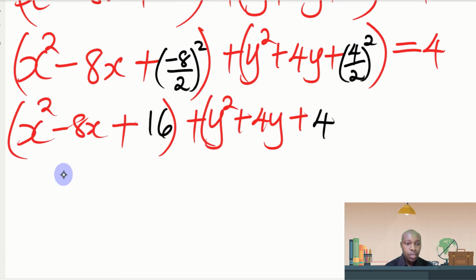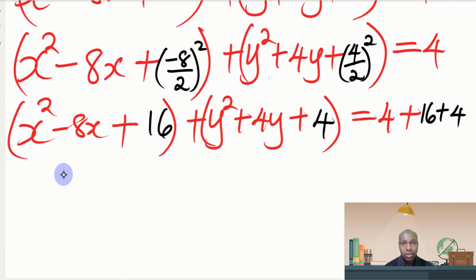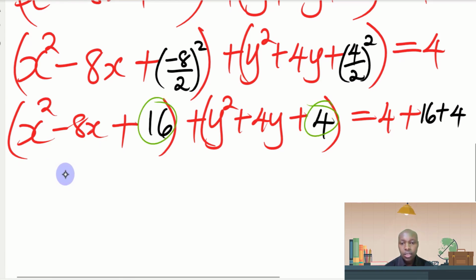Now, something very important. The two constants that we've added, that is 16 and 4, should be added to the right-hand side of the equation. So you have to add 16 and 4 to the other side of the equation. That is very important. Now, the next thing that you're going to do is to factorize these perfect squares. That is x squared minus 8x plus 16, and also y squared plus 4y plus 4.